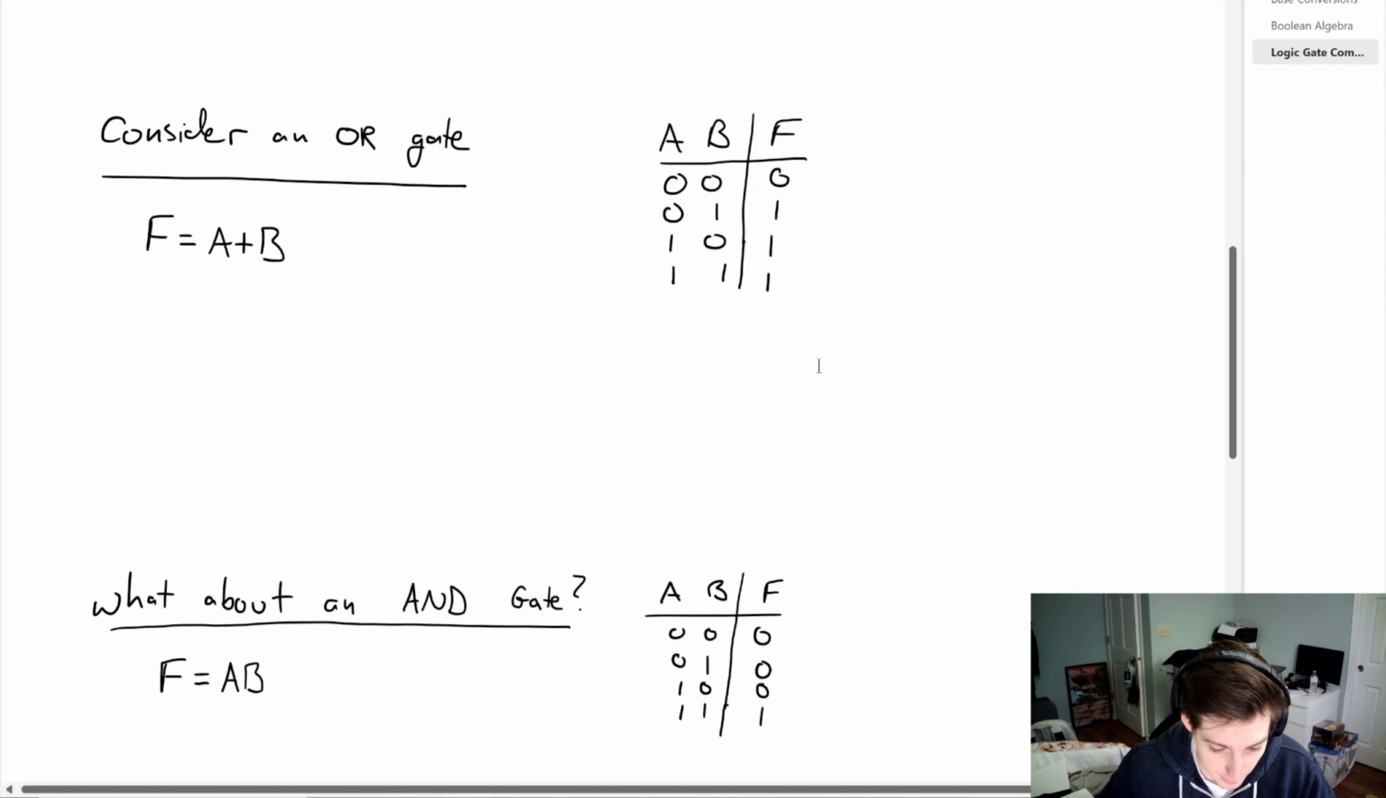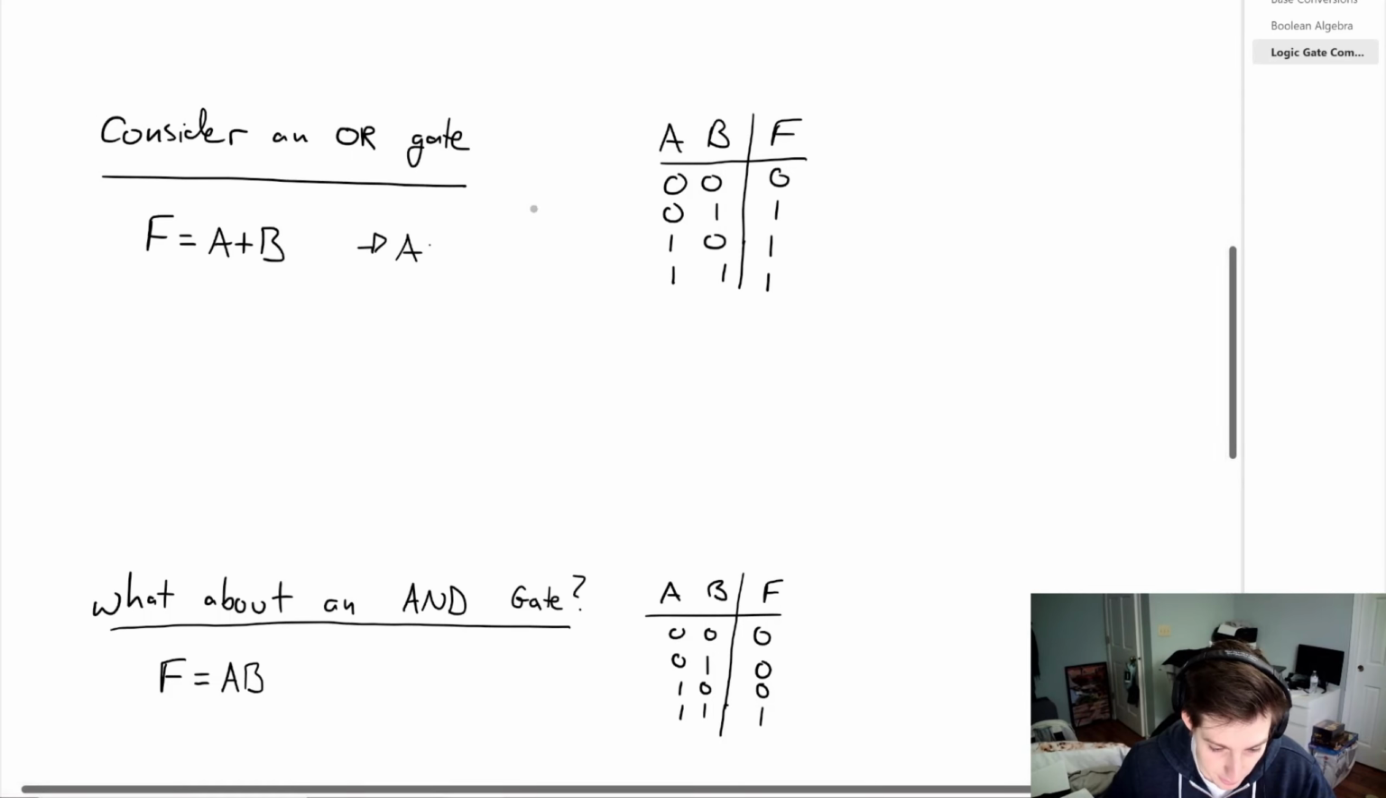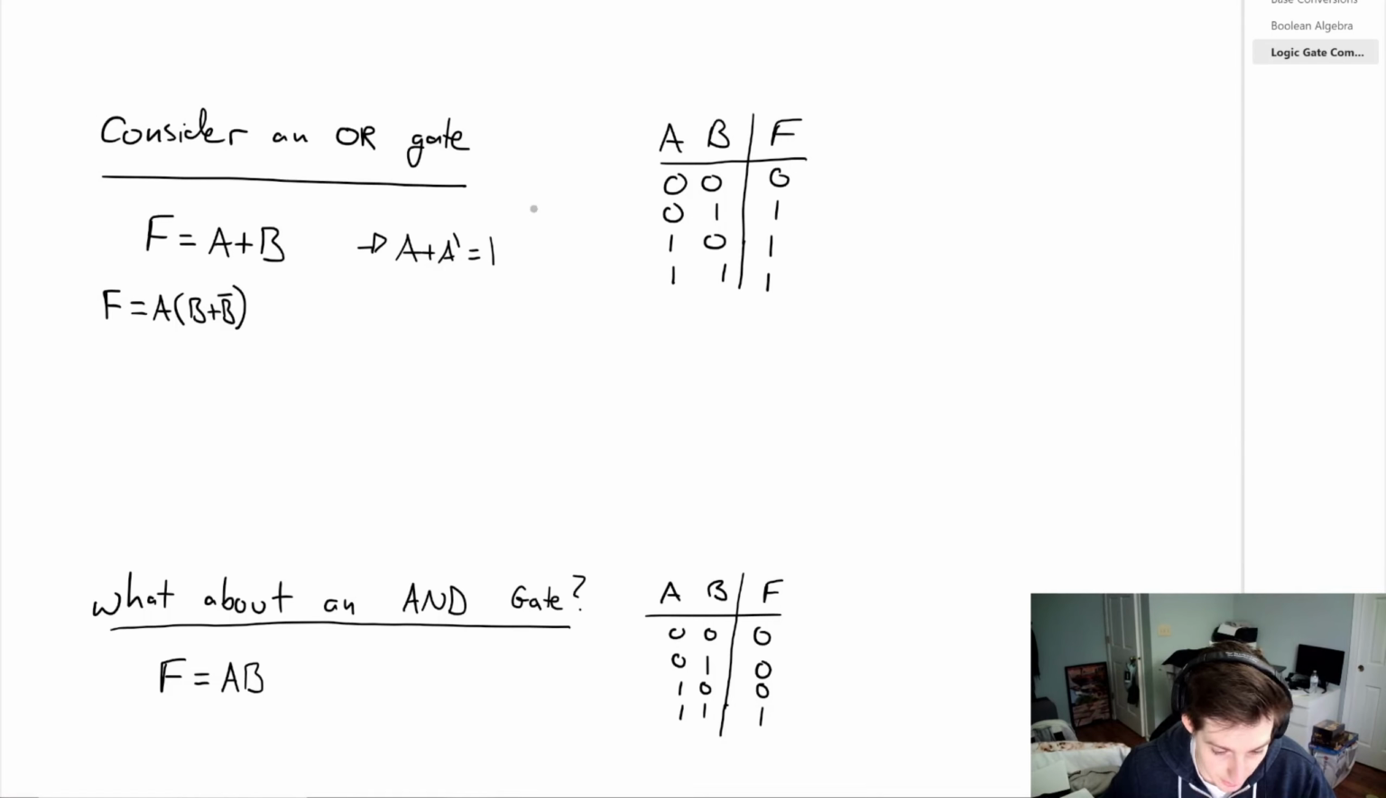So we're going to consider an OR gate, where we know that the truth table is given here on the right. And we know that the function of an OR gate is given as a plus b. Well, let's try to expand this as much as we can. And to do this, we're going to use the property of a plus a prime is equal to 1. So we can express that original function simply as a times b plus b inverse, or sometimes you will see a prime instead of a bar to represent the inverse.